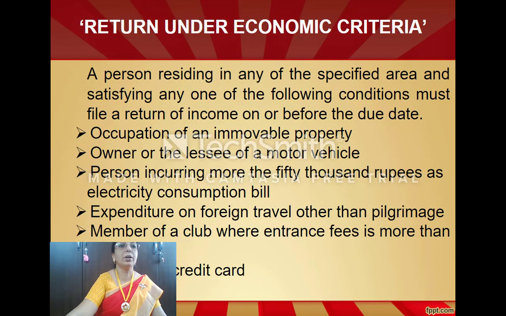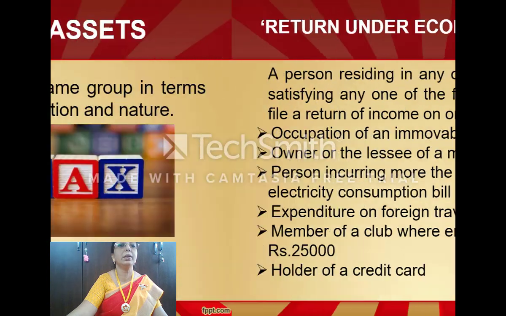Return under economic criteria. A person residing in any of the specified areas and satisfying any one of the following conditions must file a return of income on or before the due date. If he is in occupation of an immovable property, owner or the lessee of a motor vehicle, person incurring more than 50,000 rupees as electricity consumption bill, expenditure on foreign travel other than pilgrimage, member of a club whose entrance fees is more than rupees 25,000, and a holder of a credit card.